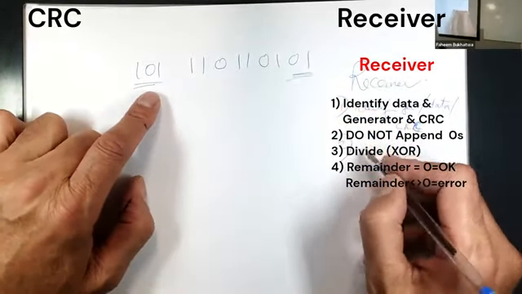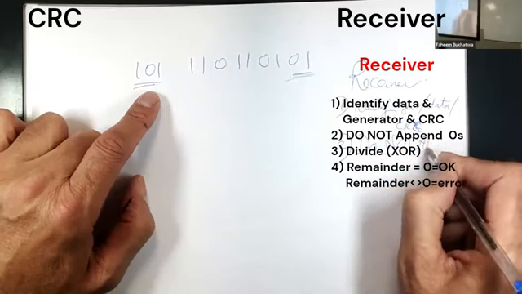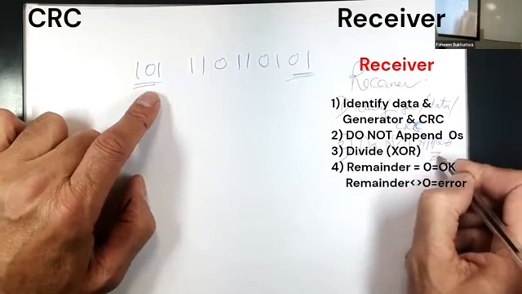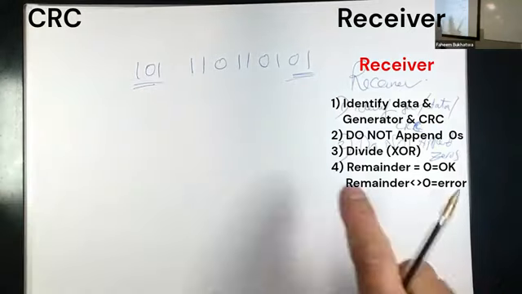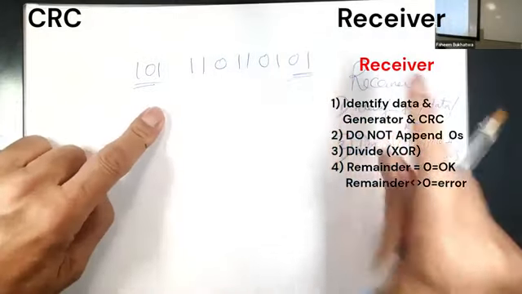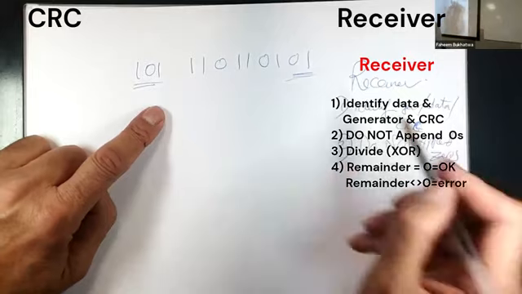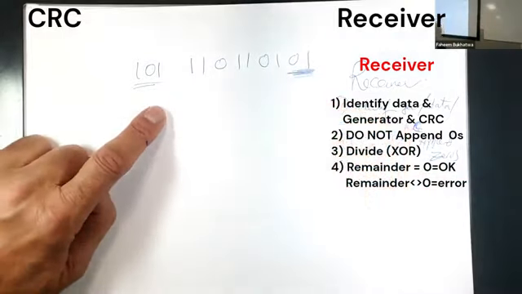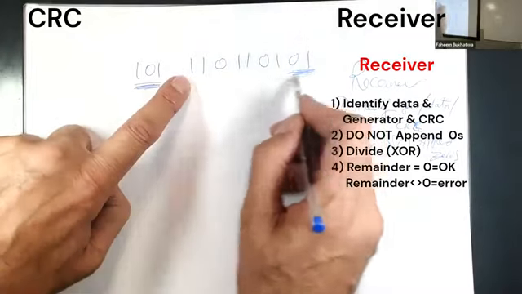No, this is the only difference. Do not append zeros. Normally, I shouldn't even say it, but I find many students, when I say you are a receiver, you receive this data, the first thing they do is append zeros. Don't append zeros. They're already appended. That part, you should know now, this is your generator. You should know where the data is.